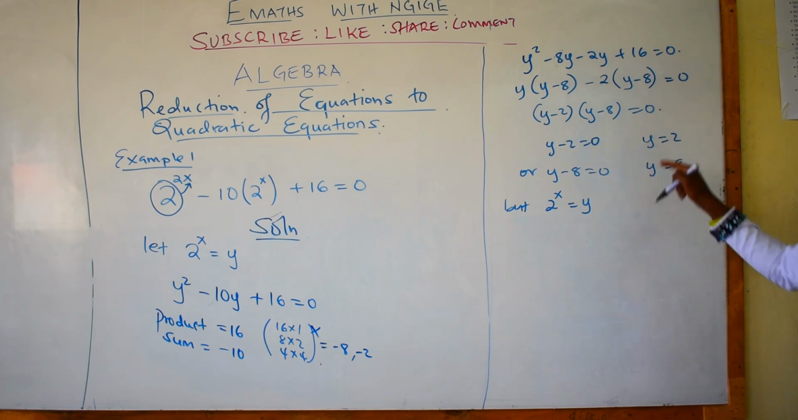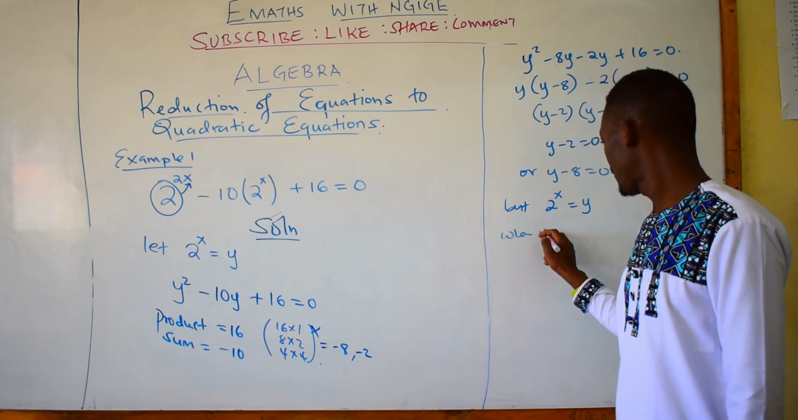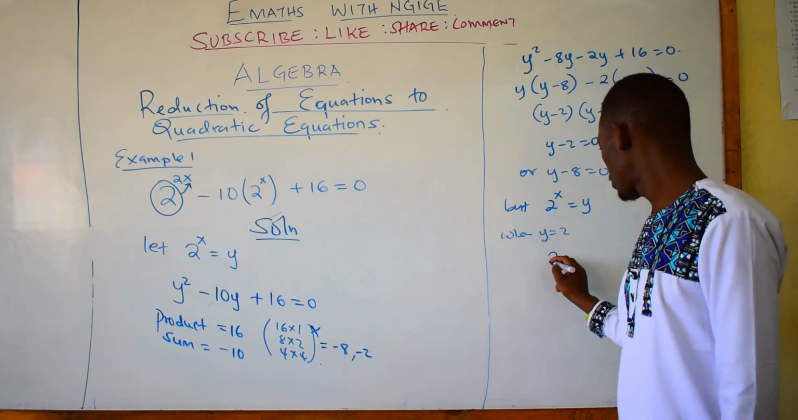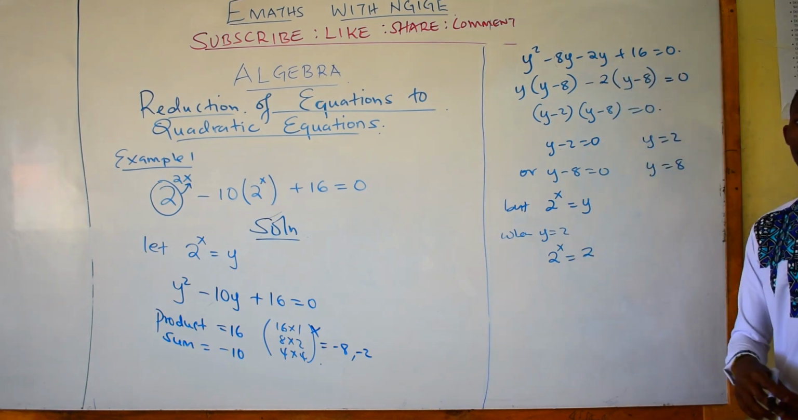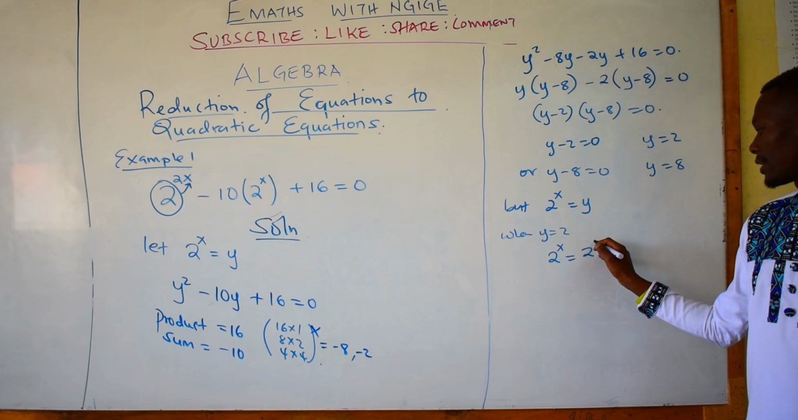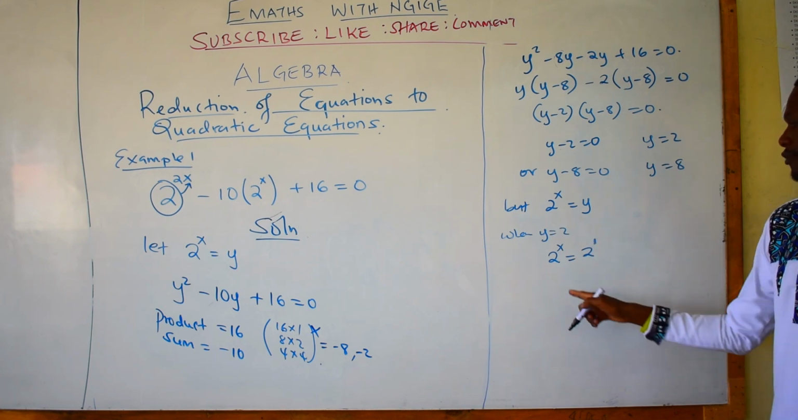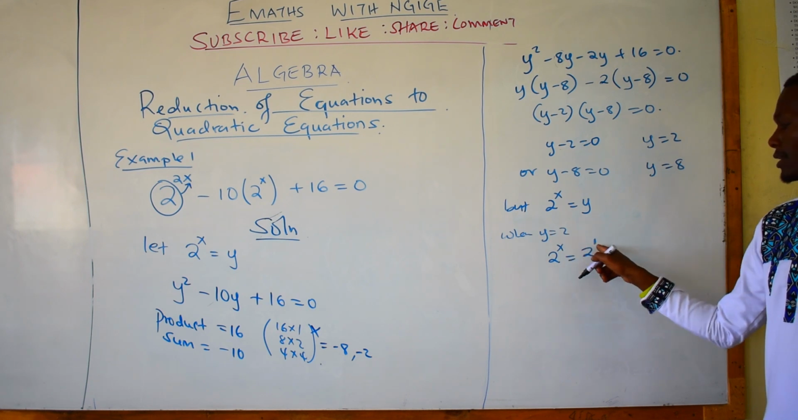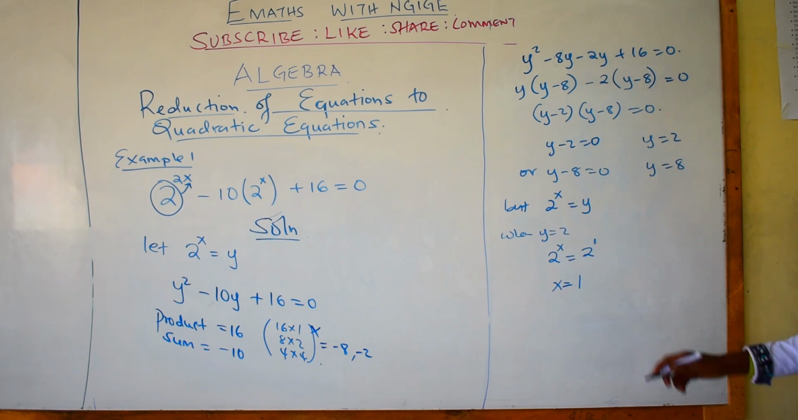So we take the first one. When y equals 2, we have 2^x equals 2. Remember, using the laws of indices, this is the same as saying 2 to the power of 1. So therefore, if the bases are the same, then the powers are the same. So what is the value of x here? It is equal to 1.